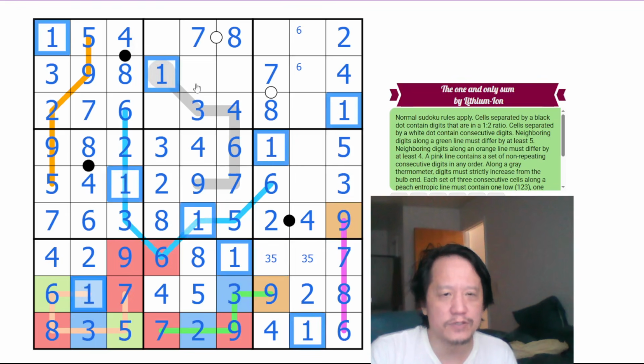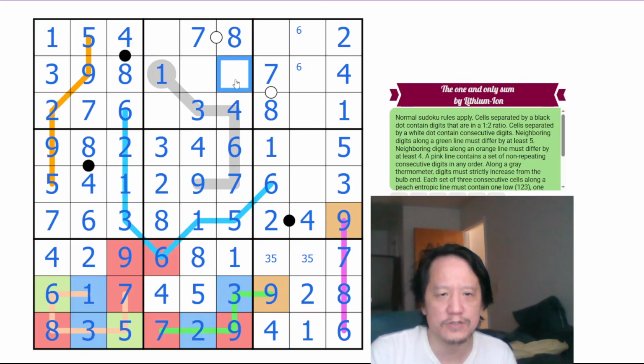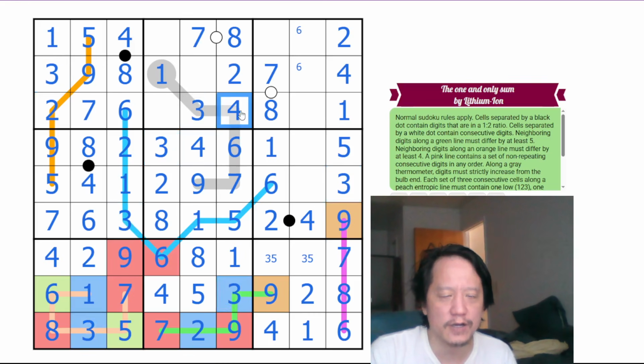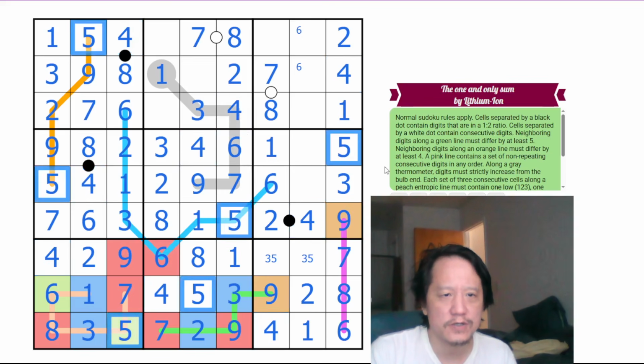Okay, how many 1s do we have? We have 9. 2s, we have 8 2s. We know where the last 2 has to be. It's there. 3s, we don't have enough information about 3s right now. 4s, we have all 9 4s.